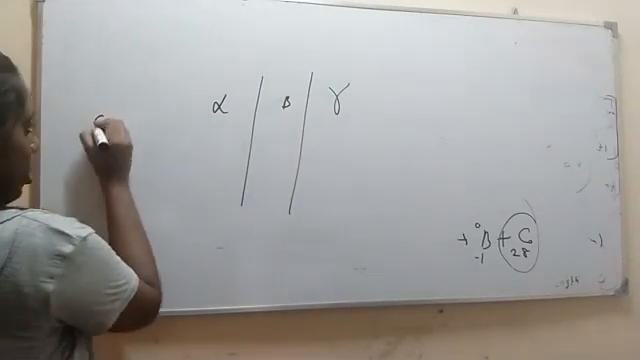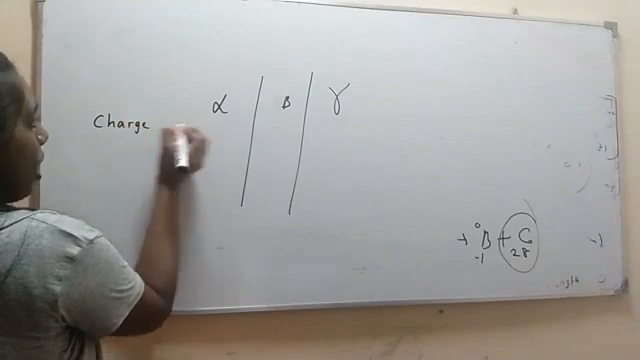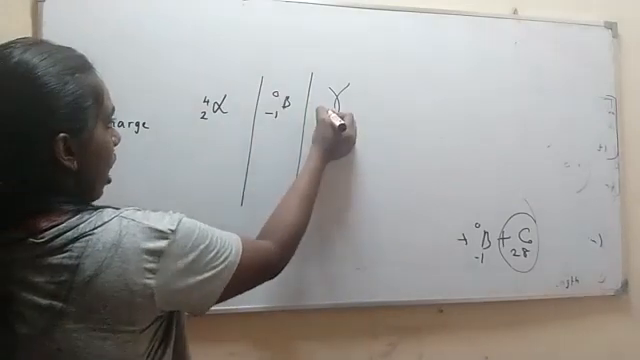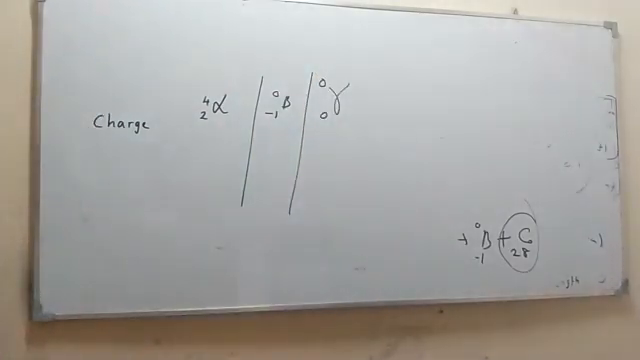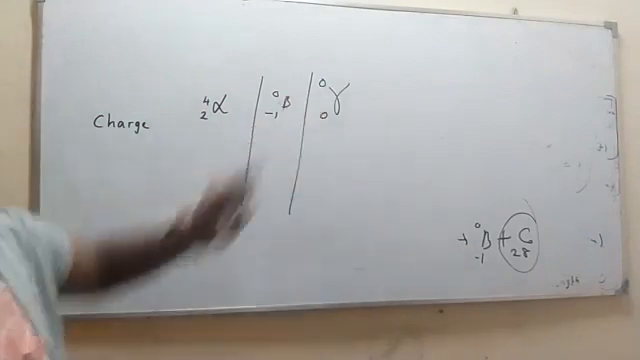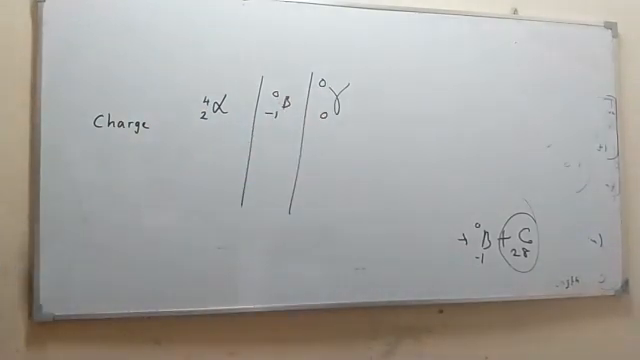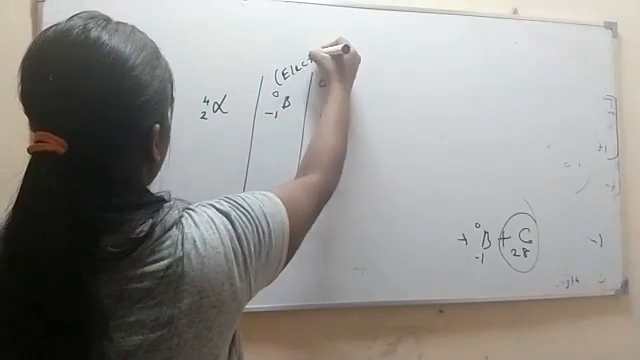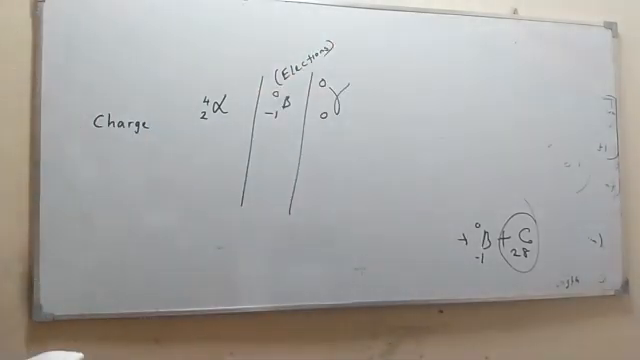charge. Now this is 2, 4, you must write this, beta minus 1, 0, gamma 0, 0. Gamma ray, charge is 0, mass is also 0. Neutral. In some past papers they ask about an electric field or a magnetic field: gamma ray won't be deflected because it is neutral. But beta you can imagine is similar to electrons.